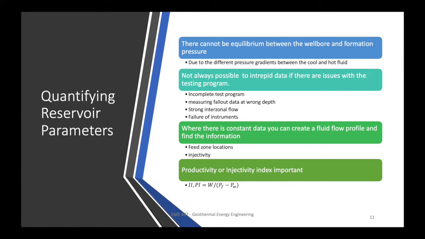These issues could be an incomplete program, measuring fallout data at the wrong depth, too strong of an internal zonal flow, or failure of instruments. When there is constant data, you can, however, create a fluid flow profile and find the information such as feed zone locations and injectivity. Productivity, also known as the injectivity index, is important. The equation is as seen on the screen below.